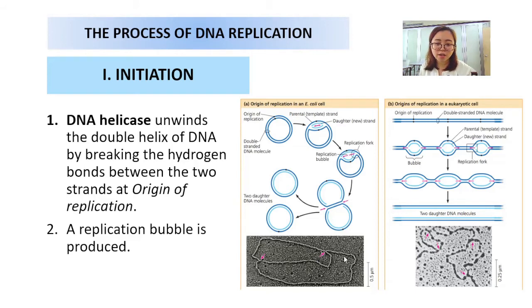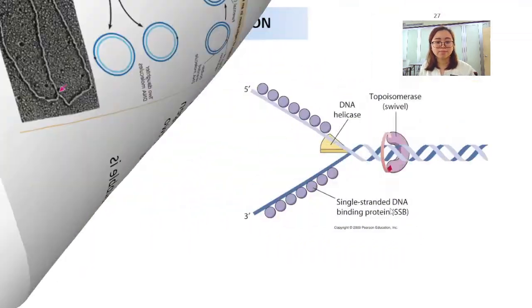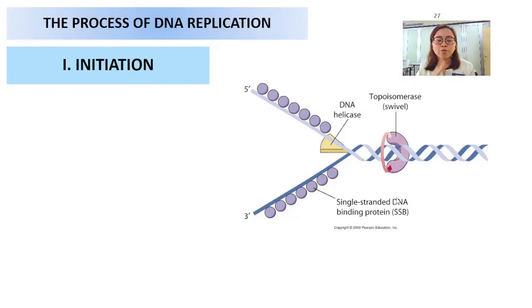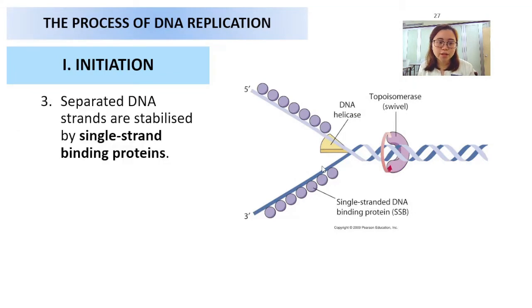And these are images taken under the microscope to show what they look like during replication. Okay, we're going into point number 3. The separated DNA strands are stabilized by single-strand binding proteins.